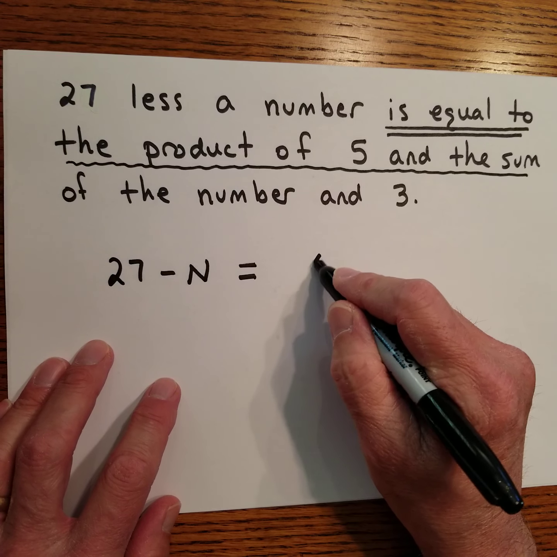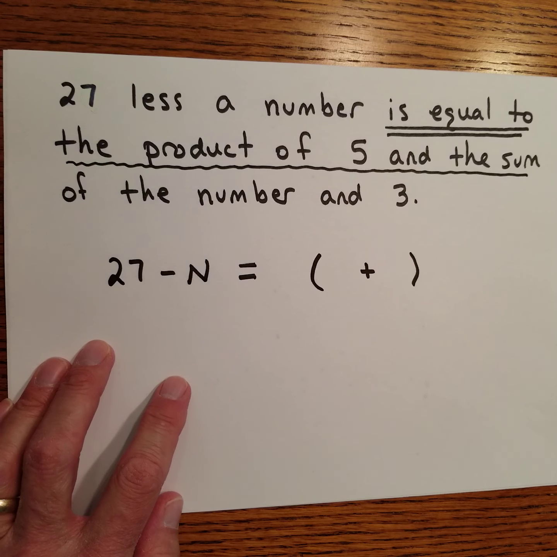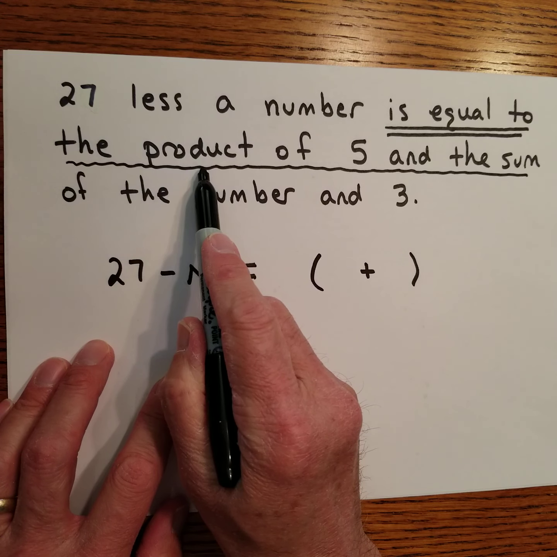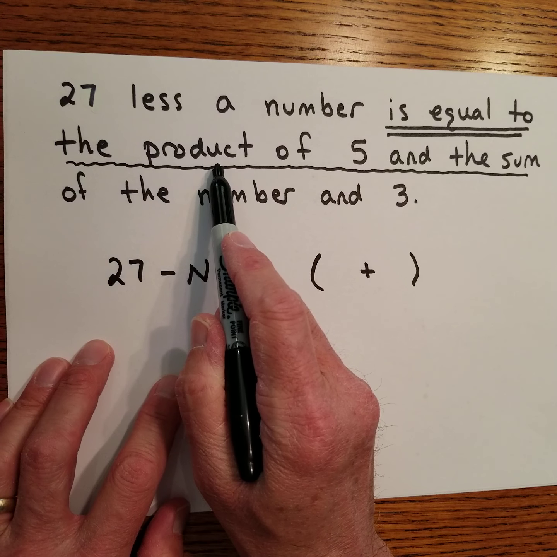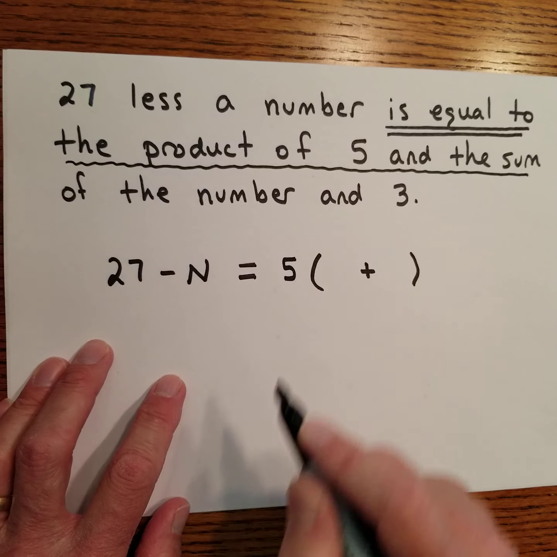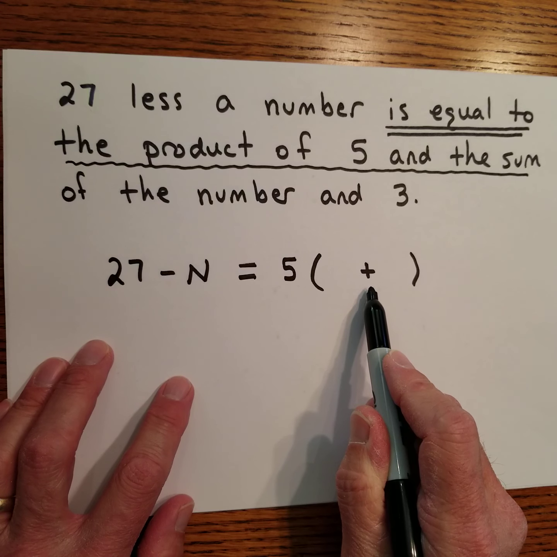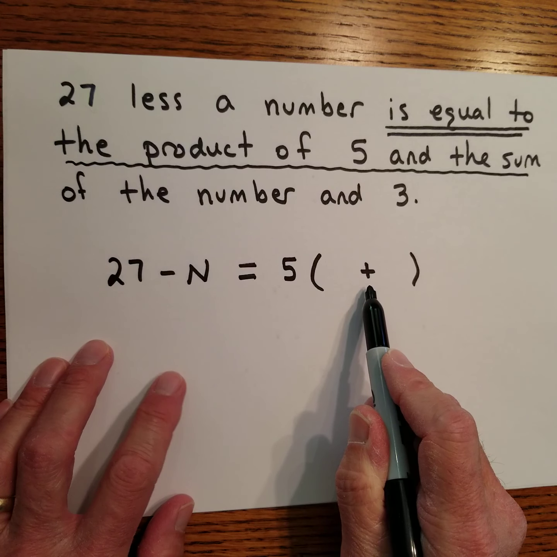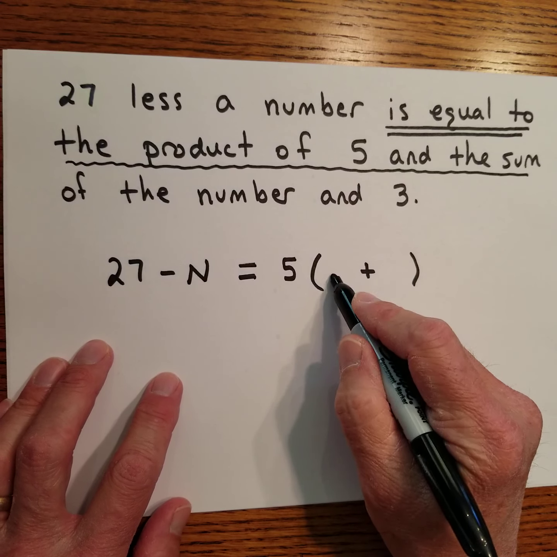What's a sum? A sum is the answer to an addition problem. I want to multiply 5 and the sum. Product means multiply. Multiply 5 with this sum. Here's the product of 5 and a sum. Now it's a sum of what and what? It's the sum of a number and 3.